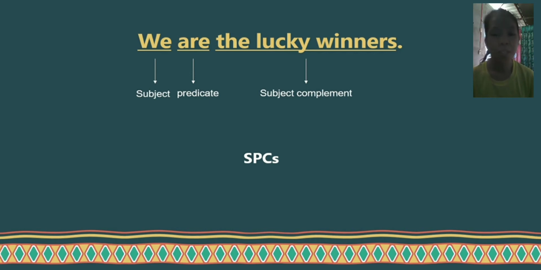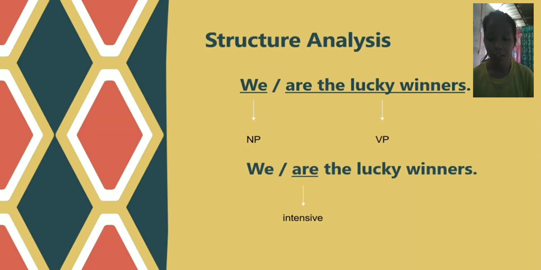So in coding, we have S, P, CS. We have S for subject, P for predicator, and CS for subject complement. So we have done the clause structure, and let's proceed to the phrase structure to show how a sentence can be broken down into categories or its constituent parts. So we will still use we are the lucky winners.